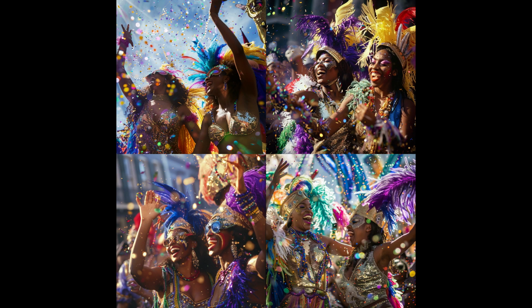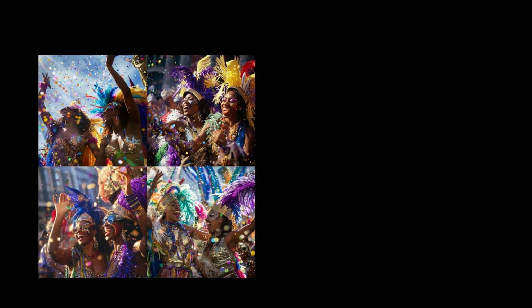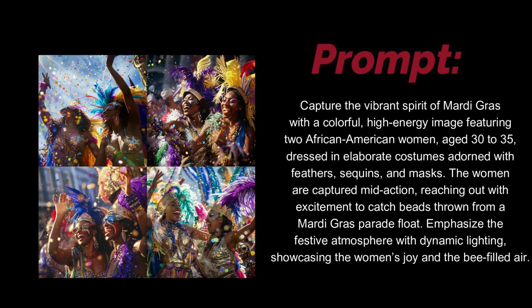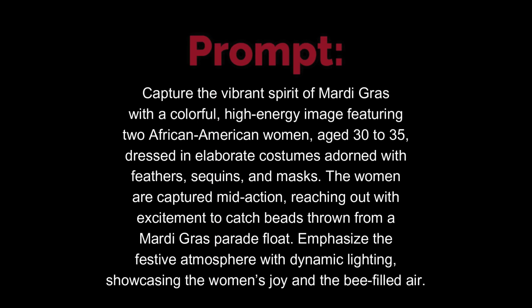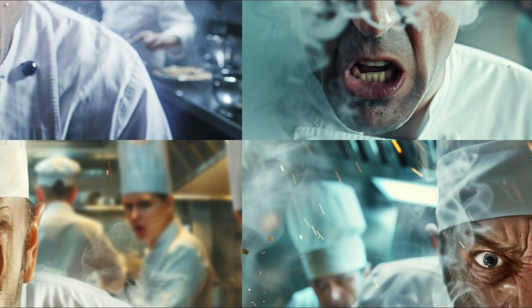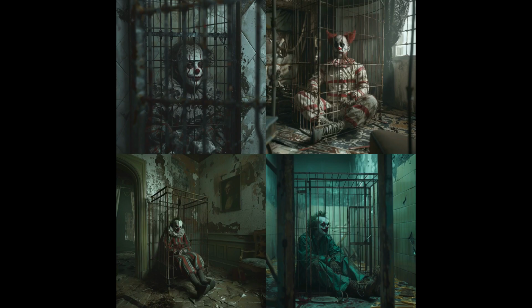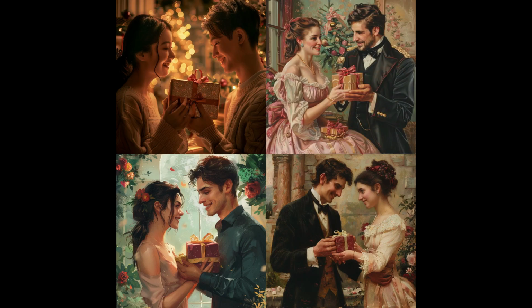Alright, so let's just take this image as an example. This image is a true definition of happiness. We have a prompt over here which says, capture the vibrant spirit of Mardi Gras with a colorful, high-energy image featuring two African-American women aged 30 to 35, dressed in elaborate costumes, adorned with feathers, sequins, and masks. Like you can see, we have a very detailed prompt right over here. With the help of this prompt, I'm going to create different prompts for all of my other emotions, which are happiness, sadness, fear, anger, surprise, love. So how can you do that?